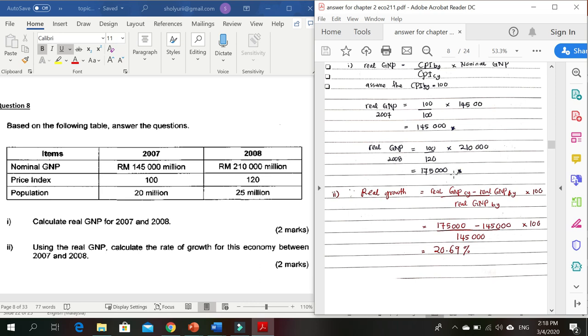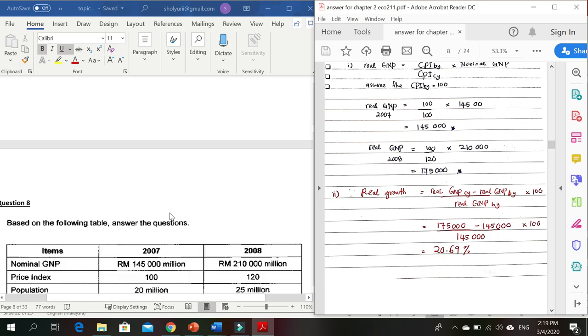175,000 will become the current year. Yang paling lama, 2007 will become the base year. So, kita put the figures here. Okay, 175,000 minus 145,000 bahagi 155,000 times 100. So, you dapat 20.69%. This is the growth rate. Ingat, 2 decimal places, 2 tempat perpuluhan juga. Very simple.